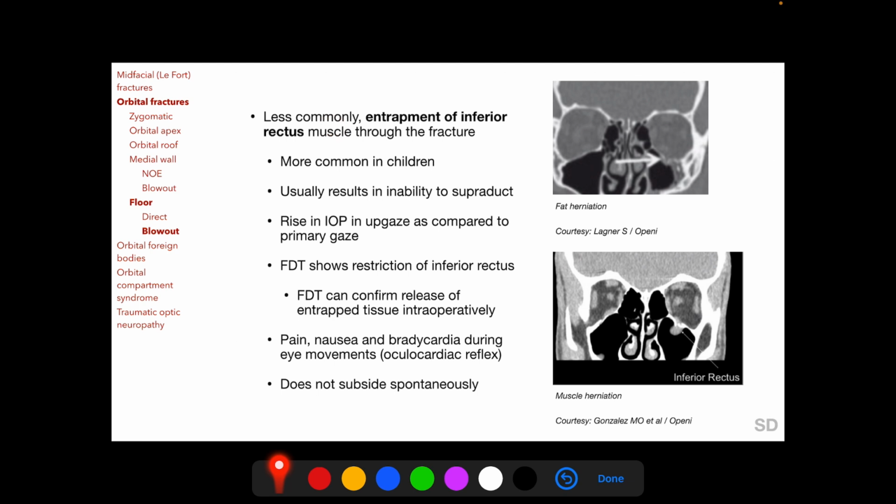Less commonly, limitation of ocular movements in orbital floor blowout fracture is due to entrapment of the inferior rectus muscle through the fracture. This photograph shows soft tissue entrapment following orbital floor blowout, and this photograph shows entrapment of the inferior rectus muscle following orbital floor blowout. And entrapment of the muscle is more common in children, which is very important to remember when we encounter pediatric orbital trauma, and they require emergency treatment.